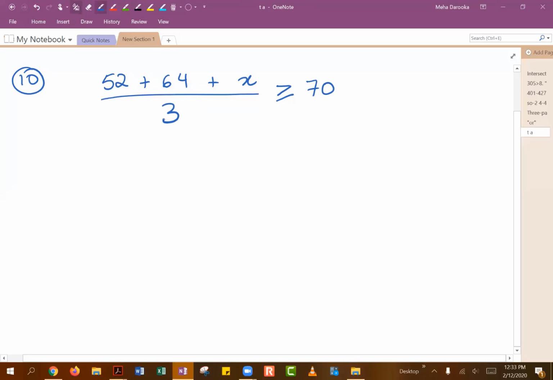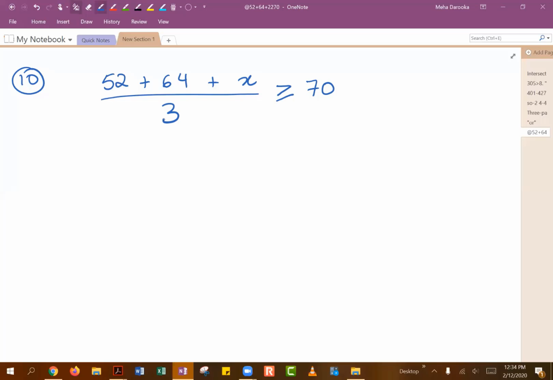X is greater than or equal to, right? Yeah, because again, our idea is to get X by itself. If you want to add the 52 and 64 first, you can do that. If you want to start by dividing by 3, you can do that first. Yeah, that would also work.